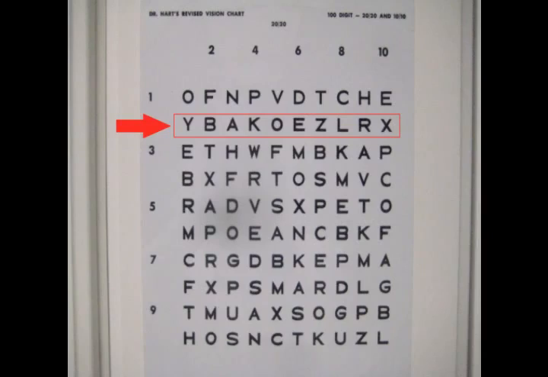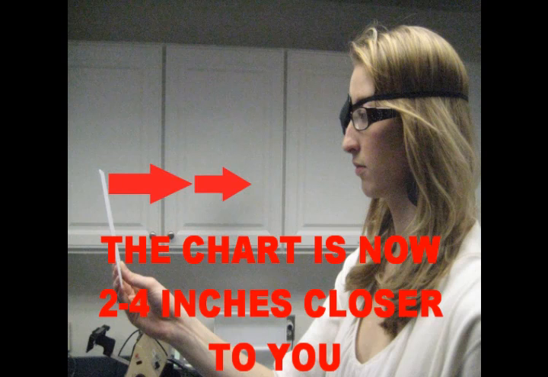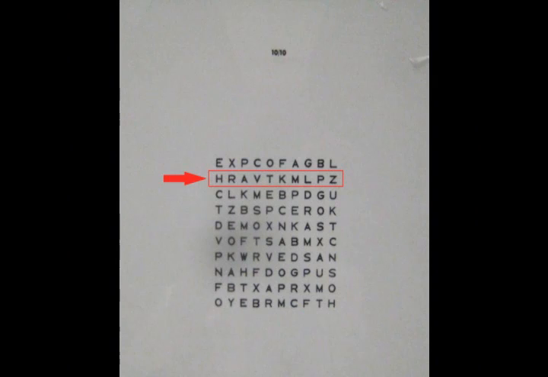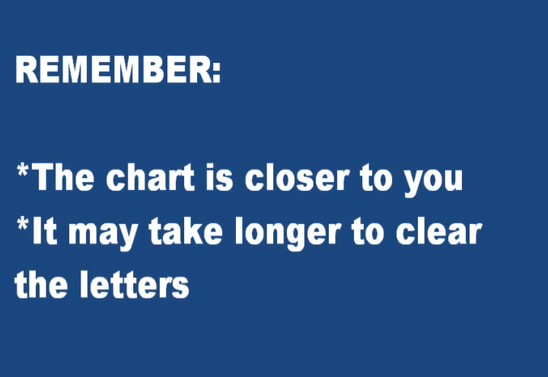Read the second line of distance letters as quickly as they clear. Before going back to the handheld chart, bring it 1 to 2 inches closer than it was before. Repeat with the second line on the handheld chart. Remember, the chart is closer to you. It may take longer to clear the letters.